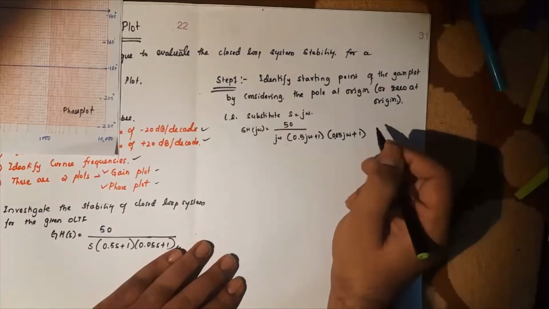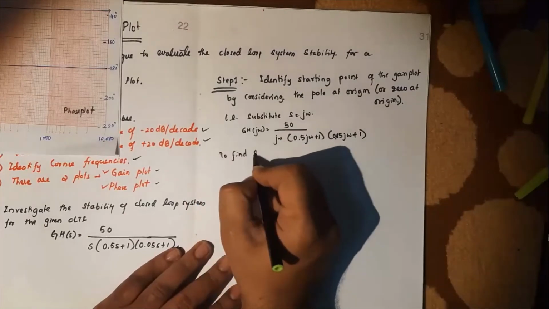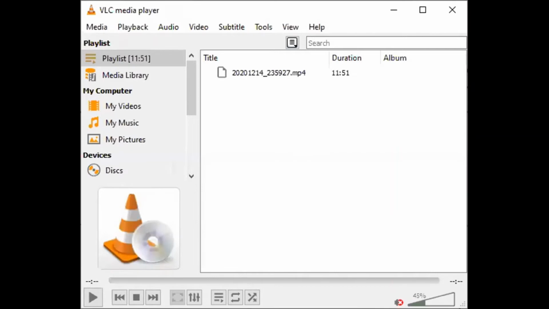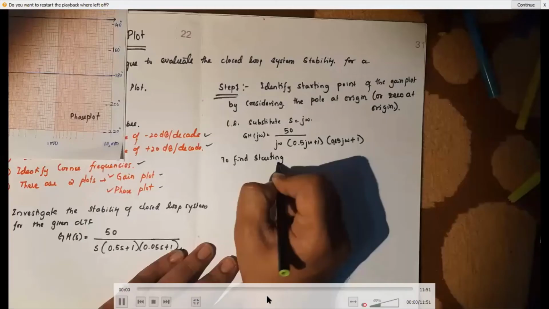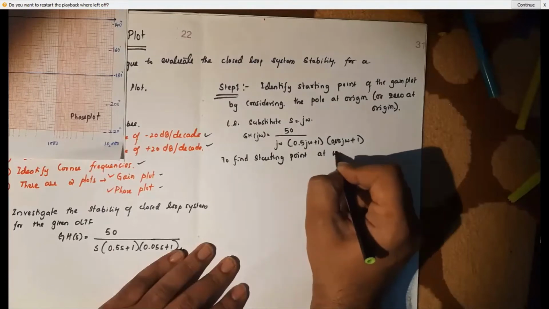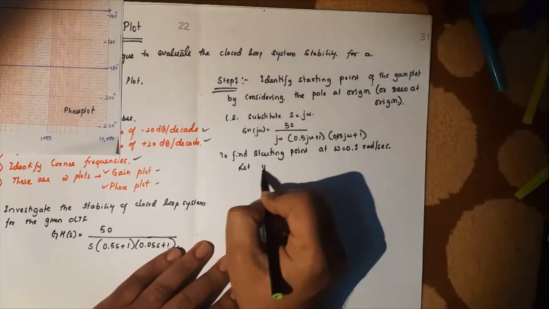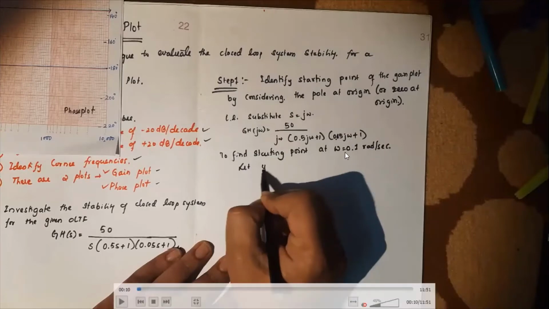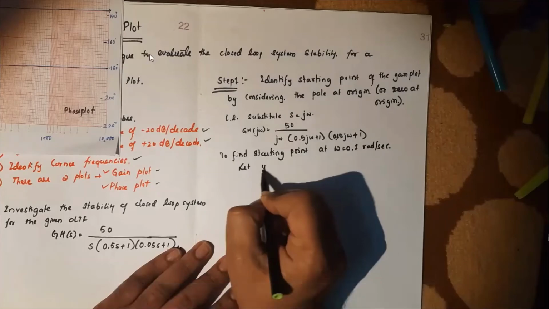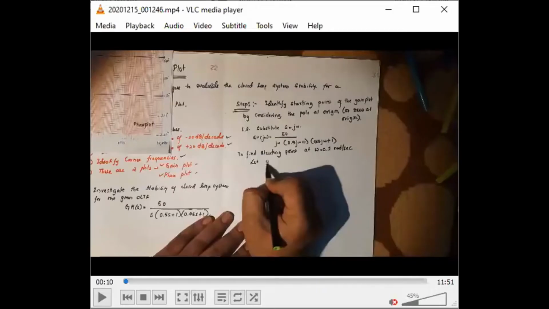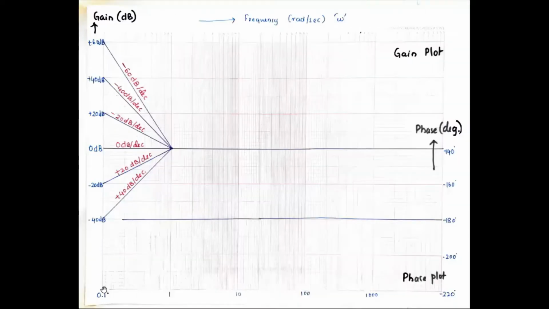0.05 j omega plus 1. So next is to find the starting point. Let us look at the x scale. X scale is the frequency scale and it starts at omega equal to 0.1 radians per second. Okay, so our x scale is starting from omega equal to 0.1 radians per second.